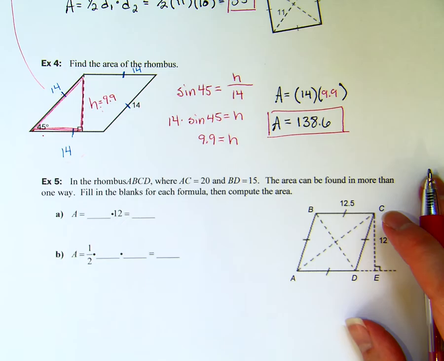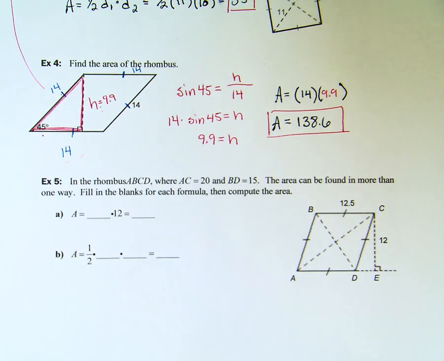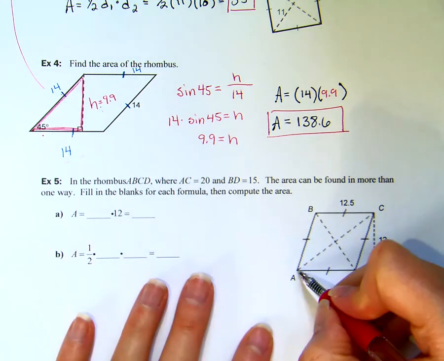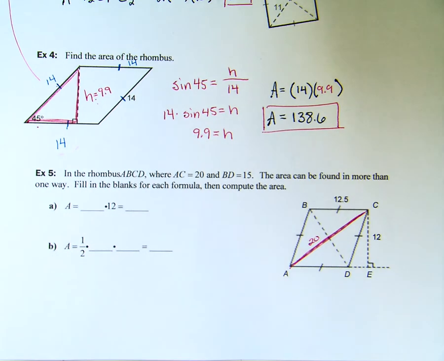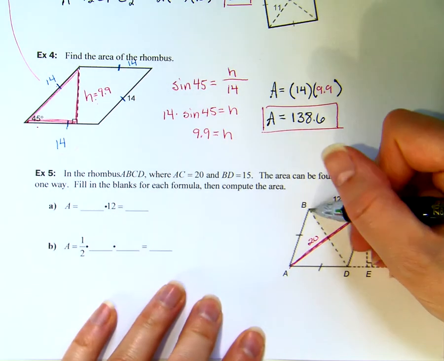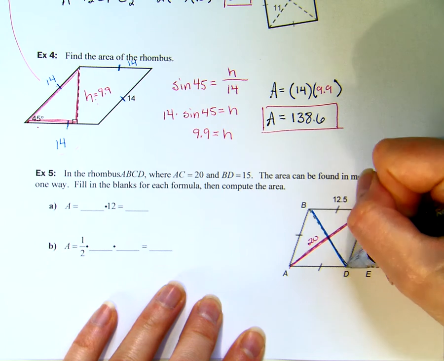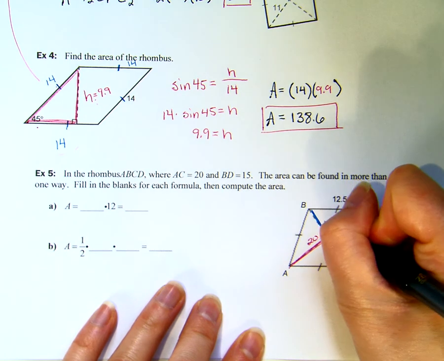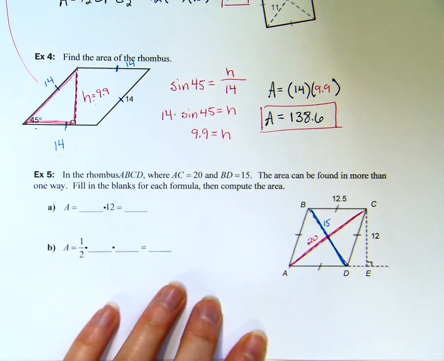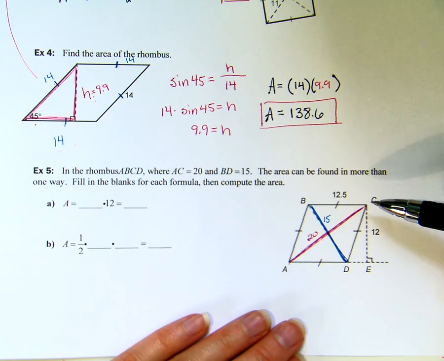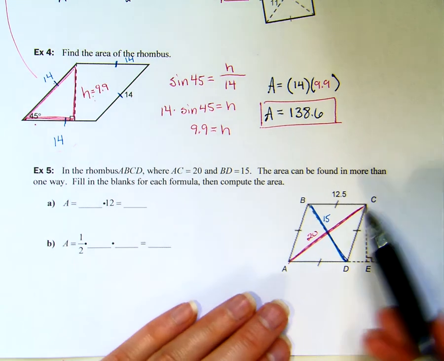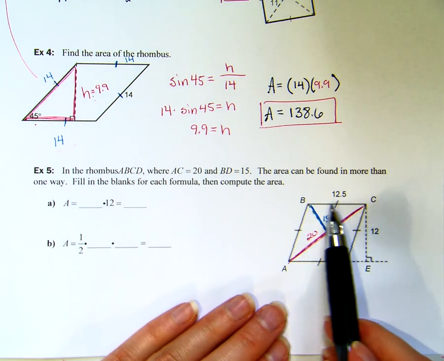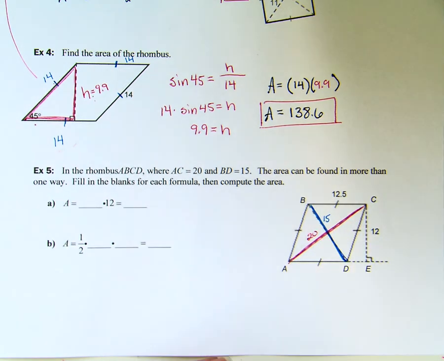The last problem we're going to discuss today involves another rhombus. This one tells us that AC, this length, is a length of 20. It also tells us that BD, this length, is a length of 15. We're also given in the diagram that the height, so the distance from the top to the bottom, is a length of 12. We're also given that the length of each side is 12.5.